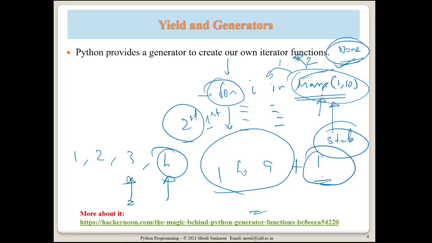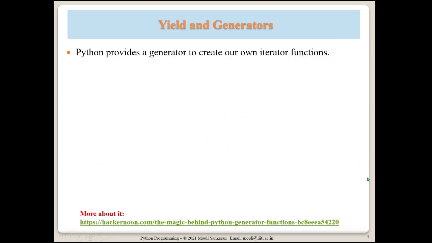That means it is not that there is only one entry point and one exit point. There are multiple entry points and multiple exit points for a generator function. So how is it done?